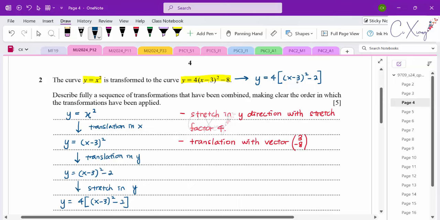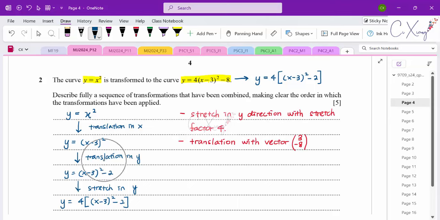Okay, so if you have a look at the sequence here, it will be a bit different from what I showed you just now using the red color one. If you are rephrasing your answer like this, the sequence has already changed a little bit. You can have a look from here. x squared to this one is translation in x. You still have two transformations of y. So this is translation in y. This is stretch in y.